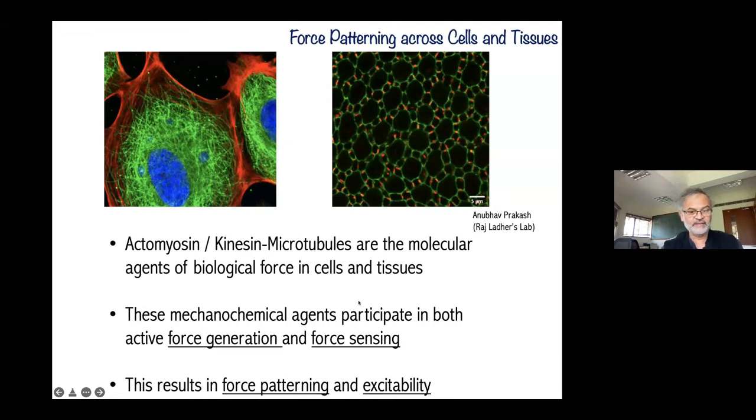This is what I'd like to emphasize, that actin and myosin and kinesin and microtubules are molecular agents of biological force in cells and tissues. And there are multiple species of actin and myosin and kinesin and microtubules. These mechanochemical agents participate in both active force generation, that is, they apply local stresses, but they also sense forces. And they sense forces by a stress-dependent turnover, or stress-dependent binding and unbinding to the medium in which they are present. This combination of force generation and force sensing results in this large-scale force patterning and indeed excitability, as I will show soon.